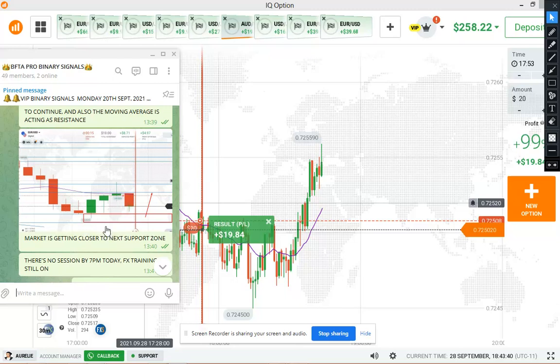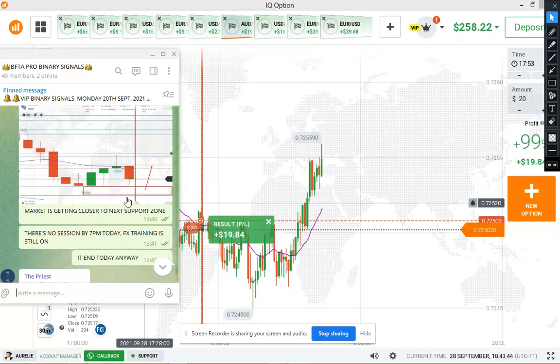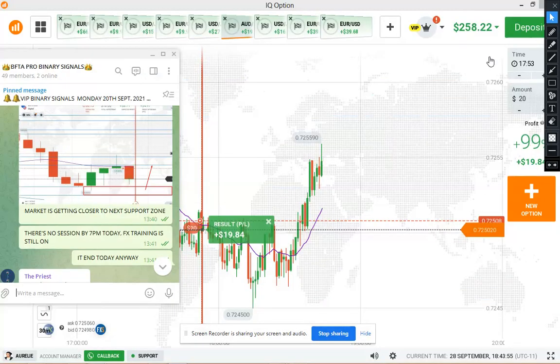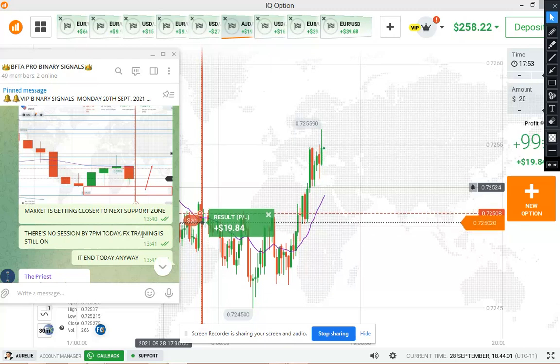Then I quickly observed the second zone where we can see some buyers' entry as well. So the market is getting closer to the next support zone, which is right here. Once the price reaches the zone, we place a call option. So there's no session by 7 p.m. today. That was the information I gave to them.